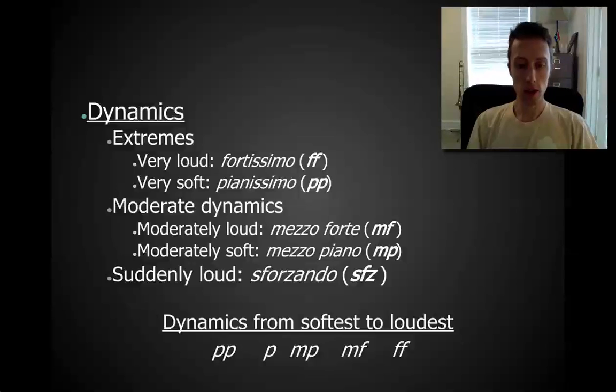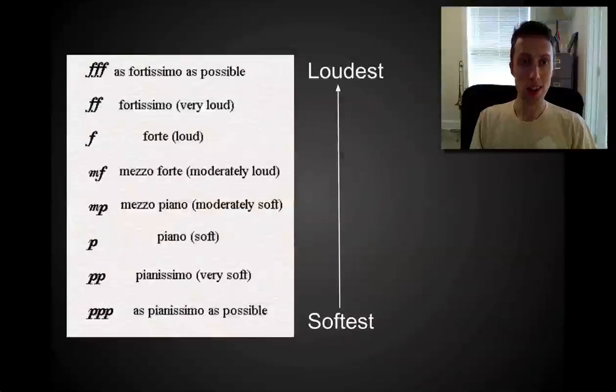So as you can see on the bottom there, it says dynamics from softest to loudest, softest being pianissimo, then piano, then a little bit louder with mezzo piano. Mezzo forte is a little louder than that, forte, and then fortissimo. Oh, looks like I left forte off there. Oops. Okay, so here it is again, just because this is really important stuff.